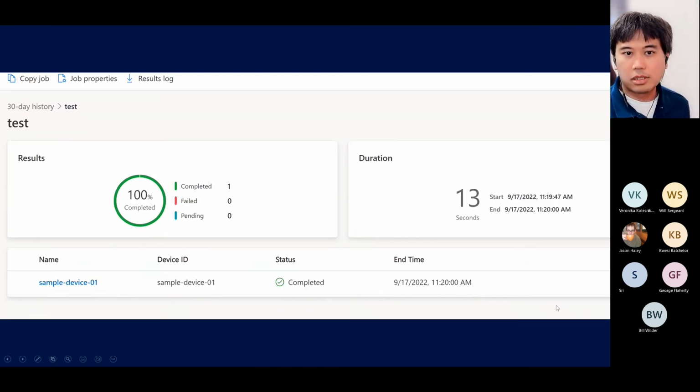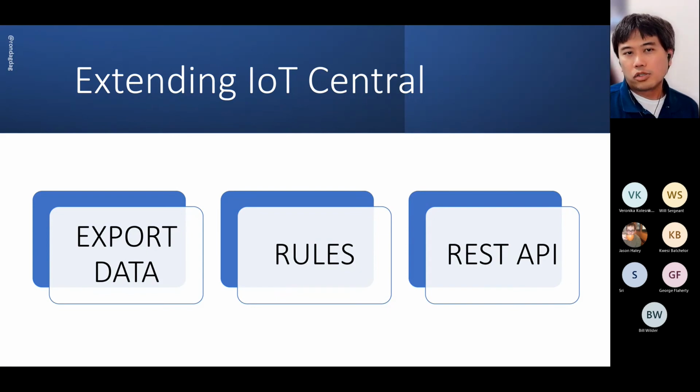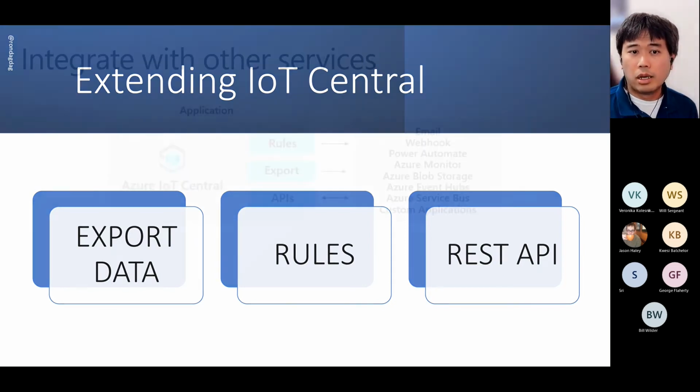All right, so that's jobs. Let's start extending, and look at the different ways you can extend IoT Central. Like I said, you can have a companion app in IoT Central so that you can start using some of the data it's receiving when it's exporting the data, rules, and then the REST API. Let's go through each one.